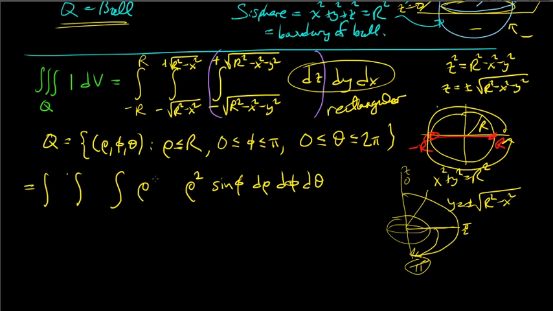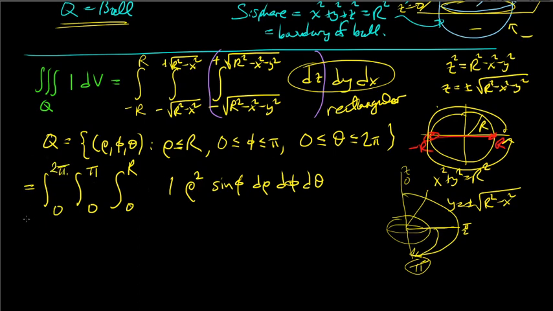So this is why I really don't like the book using rho as the density, because this is density as a function. So this is why I preferred using sigma here for density. There's no conflict with rho. But anyways, we're not doing that here. We're just integrating one. And rho, what is rho doing? Well, it's going from 0 to r. What is phi doing? It's going from 0 to pi. What is theta doing? It's going from 0 to 2 pi.